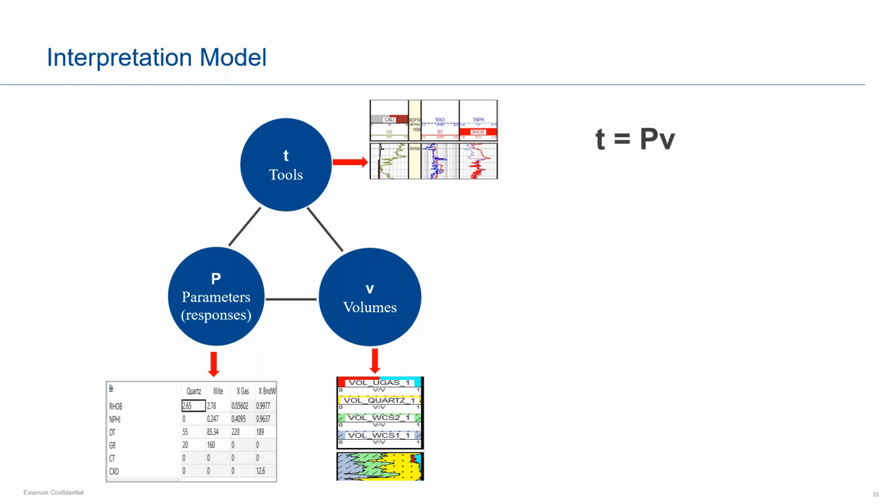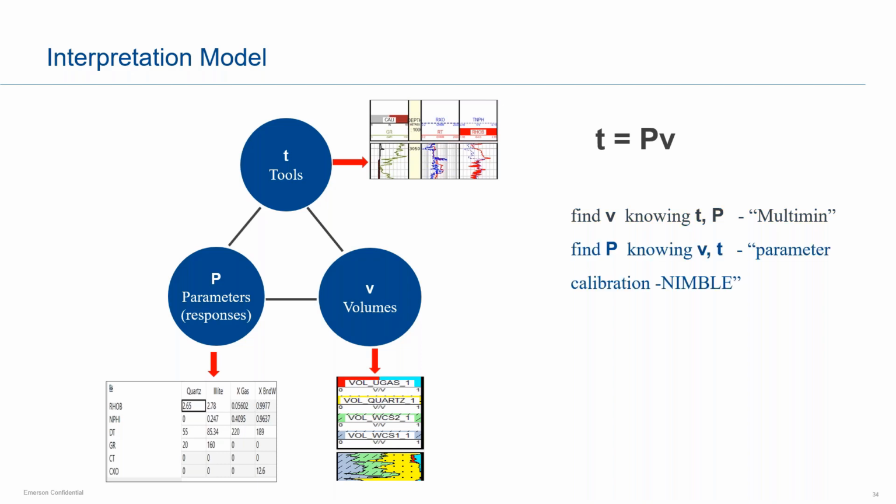So you can see T, which is the tool or the logging tool response, is a function of the volume of minerals and the properties of individual minerals and fluids. In a typical Multimin, we calculate the volume by using the properties of minerals and also the logging tool response. It is also possible, if we have a volume from XRD data and we have logs, to calculate the parameters also.